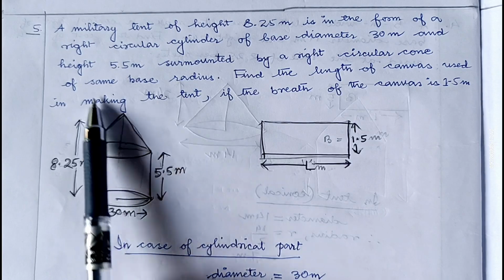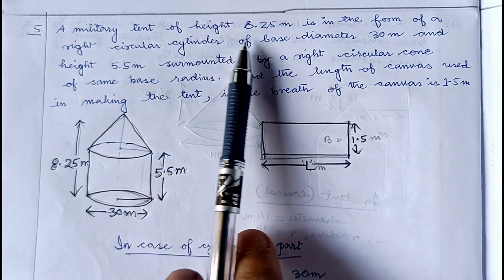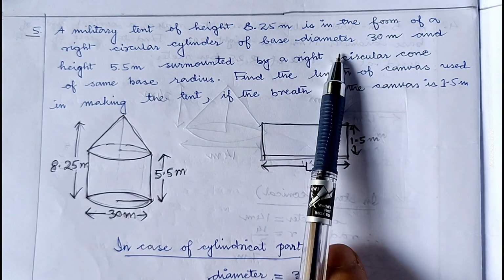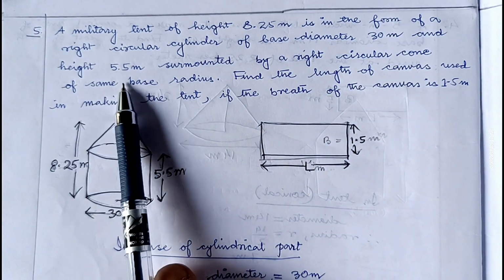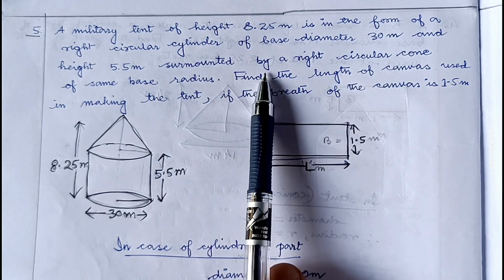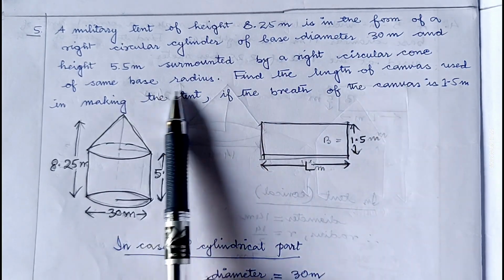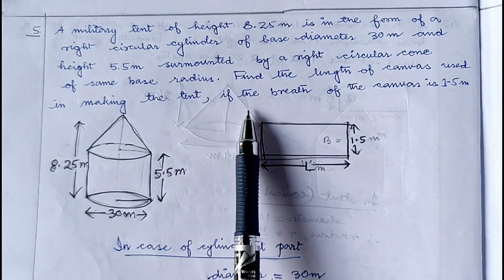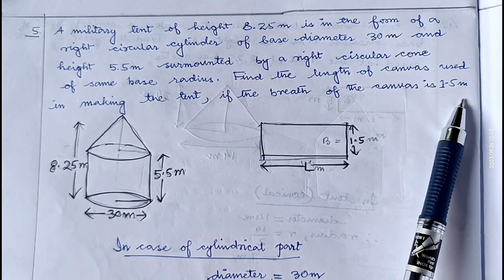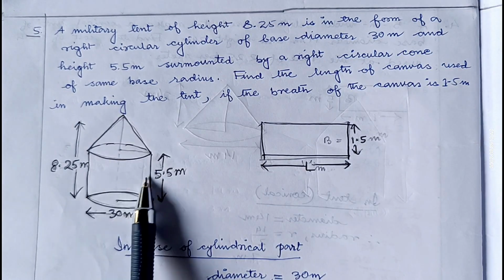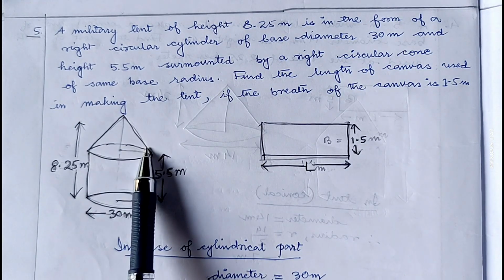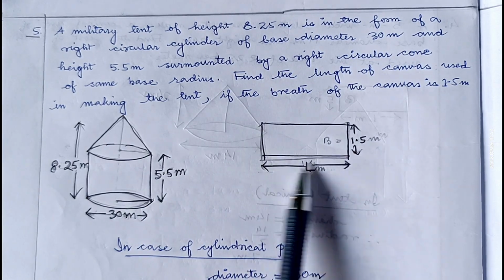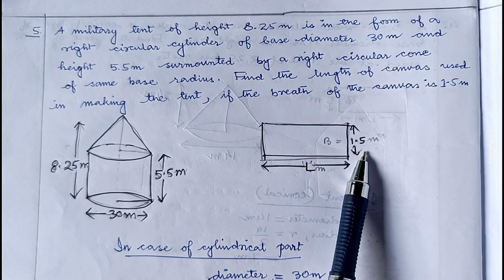In question number 5, it is given that a military tent of height 8.25 meter is in the form of a right circular cylinder of base diameter 30 meter and height 5.5 meter, surmounted by a right circular cone of the same base radius. Find the length of the canvas used in making the tent if the breadth of the canvas is 1.5 meter. So here lower part is a cylinder and upper part is a cone, and this one has to be covered using a cloth whose length is not known and width is 1.5 meter.